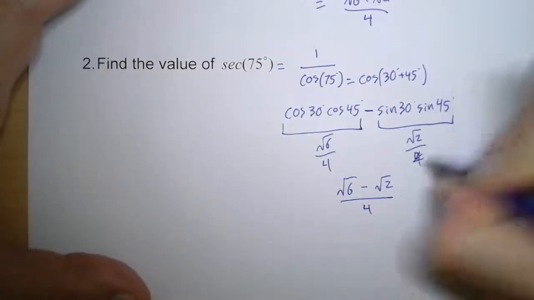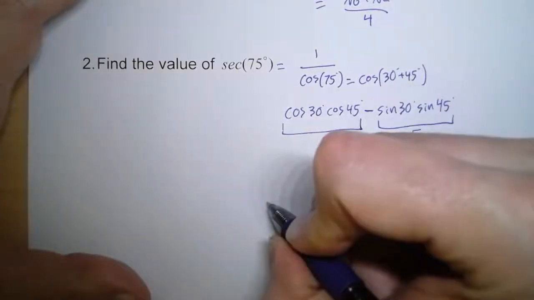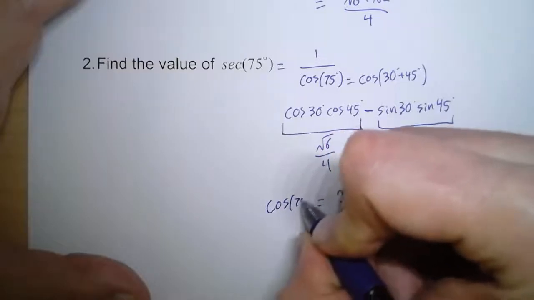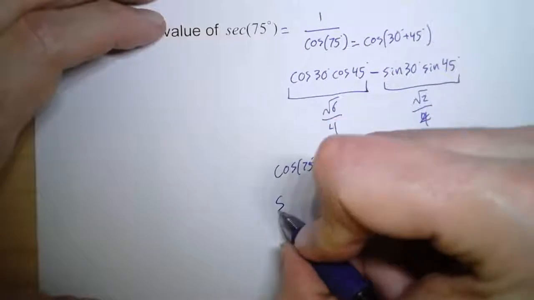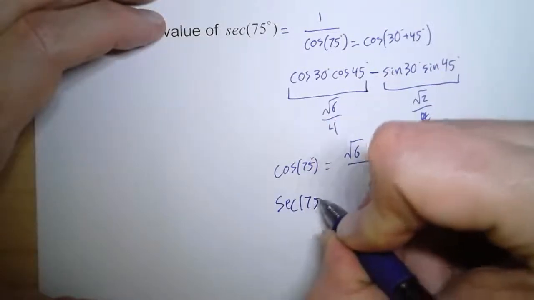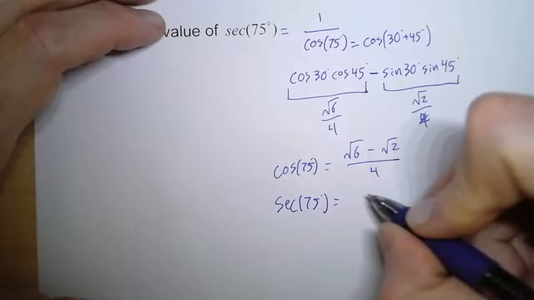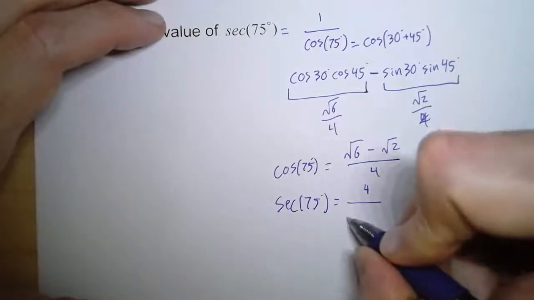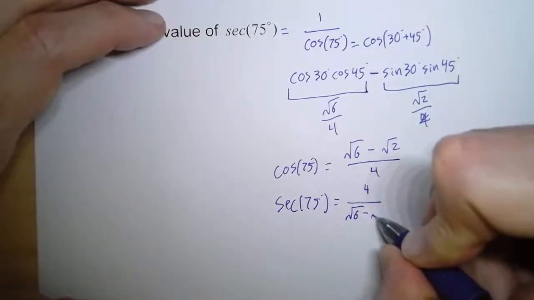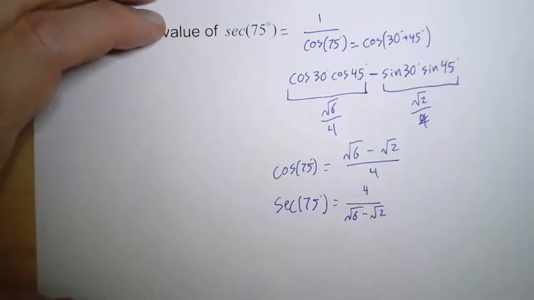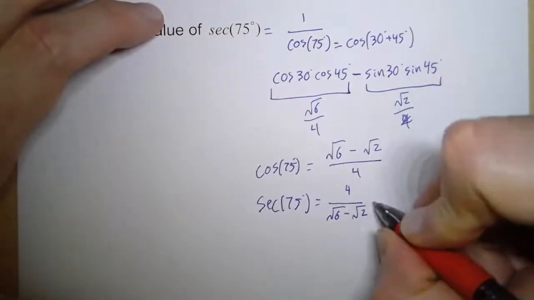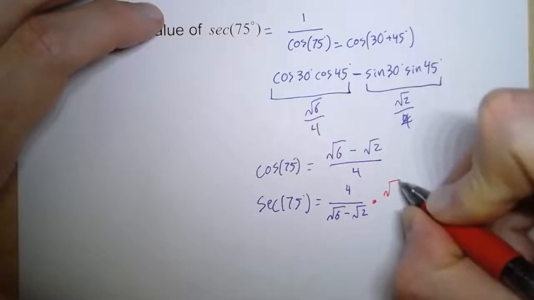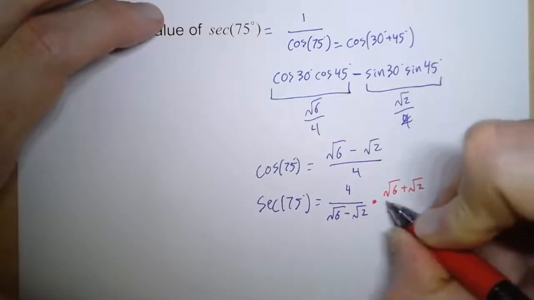Now this again is equal to cosine of 75 degrees. What we want is secant of 75 degrees. So if we take secant of 75 degrees, that's just the reciprocal. So that's going to be 4 over radical 6 minus radical 2. Now, if the directions or your teacher wants you to rationalize this denominator, we can do that. What we do is we multiply by square root of 6 plus square root of 2 over square root of 6 plus square root of 2.